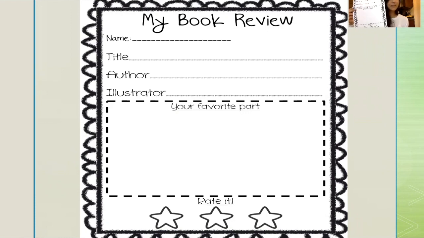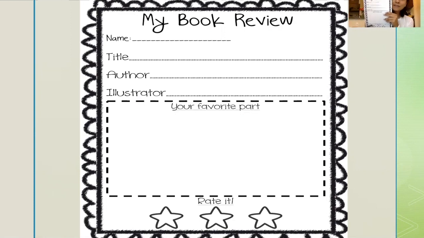And if you are not able to print it, you can either do it on your Seesaw, but I would really prefer that you just make your own. So you can just get a blank sheet of paper and you can write "My Book Review." You can have your mom or your dad write name, title, author, illustrator, and then draw a big rectangle for you. And then some stars at the bottom. You can have an adult or a brother or sister help you out with this part, okay? That way you can do it on paper and you can actually practice your handwriting.